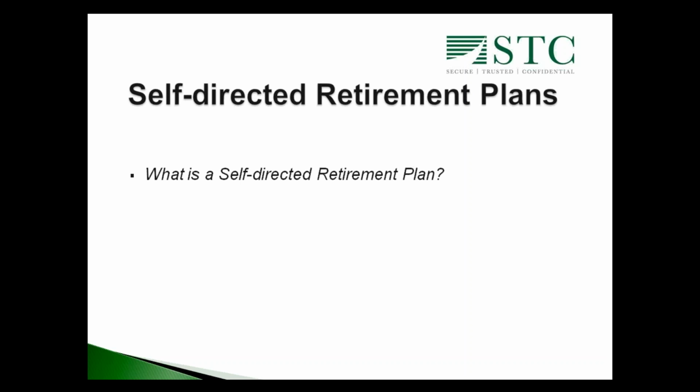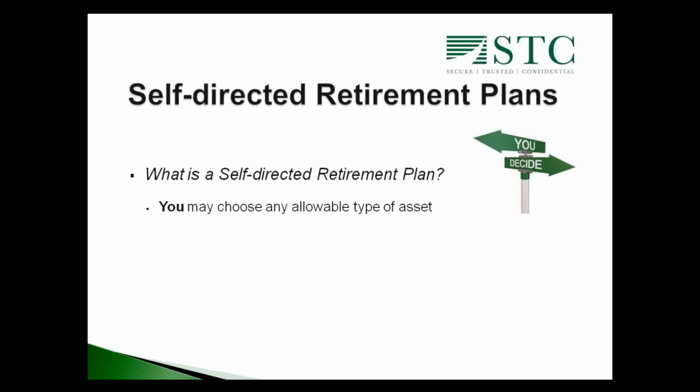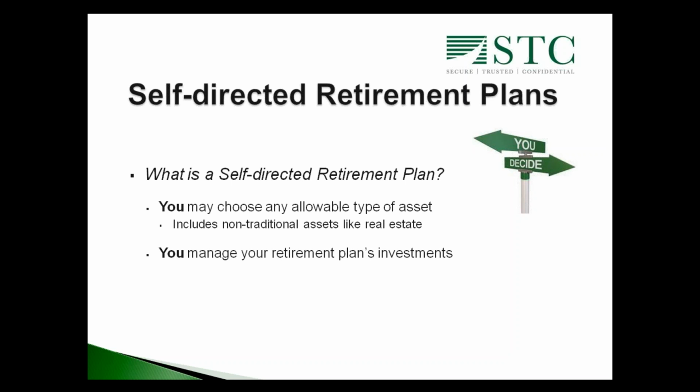So first off, let's talk about what we mean when we use the terminology self-directed retirement plan. When we use that term, we mean that you have a plan with an administrator or custodian that permits you to choose any type of asset that is permitted by law, anything the IRS rules and guidelines allow. And that would include what some would consider non-traditional assets like real estate. So anything that is permitted by the rules and the regulations is permitted in a self-directed retirement account.